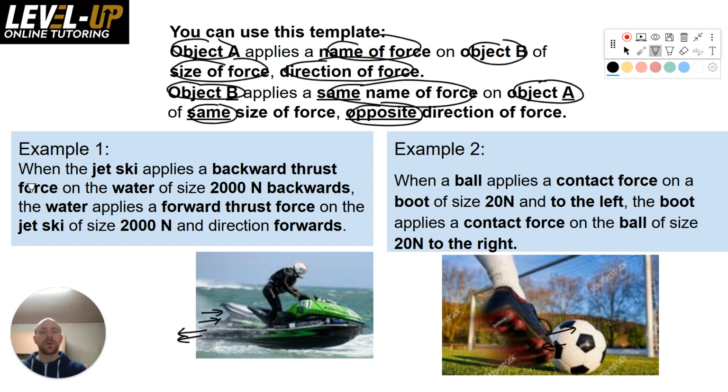So when the ball applies a contact force on the boot of size 20 newtons to the left, the boot applies a contact force on the ball of the size 20 newtons to the right. Same size, same type of force, but one is the boot on the ball and the other is the ball on the boot. One is to the left and one is to the right. Can cause a lot of confusion, that.